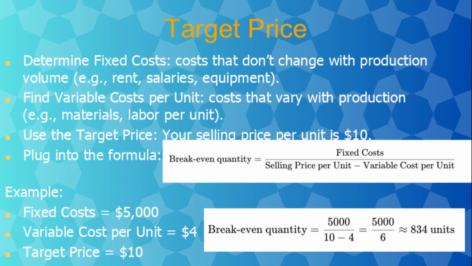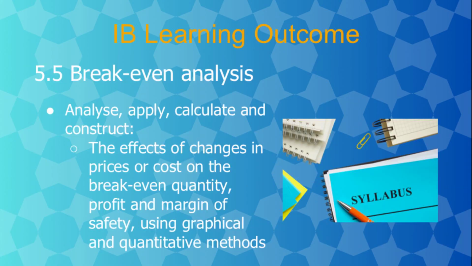To determine the target price, we need to identify fixed costs, which don't change with production volume, and variable costs per unit, which vary with production. Using the target price formula, we can calculate the break-even quantity. For example, with fixed costs of $5,000 and a selling price of $10 per unit, the break-even quantity is 834 units. In the IB curriculum, break-even analysis is crucial for understanding the effects of changes in prices or costs on break-even quantity, profit, and margin of safety.